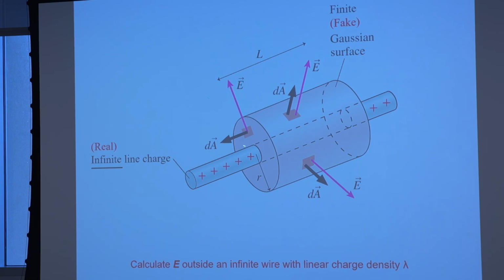Now, what's the E dot dA on the end cap? Zero. Agree? Because the E field is always radial, and on the end cap the dA always points out, so the cosine of 90 is 0. So the flux is 0, okay? All right, so let's do it.